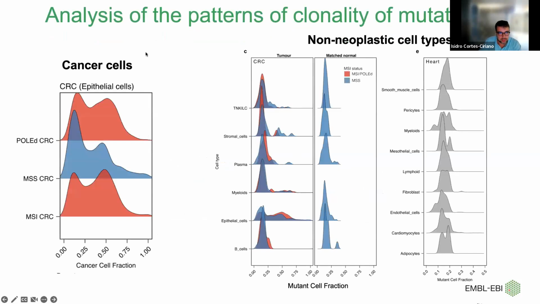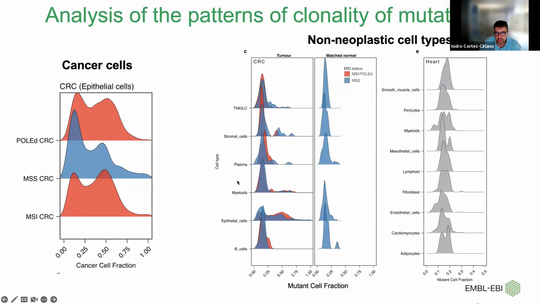However, if we look at the cancer cell fraction, again, the fraction of cancer cells in the colorectal tumors that have a mutation, we can clearly see, both for the hypermutated POLE-deficient and MSI tumors, as well as the MSS colorectal tumors, a peak of cancer fraction at 0.5 corresponding to the clonal mutations, and a peak at lower values corresponding to the subclonal mutations.